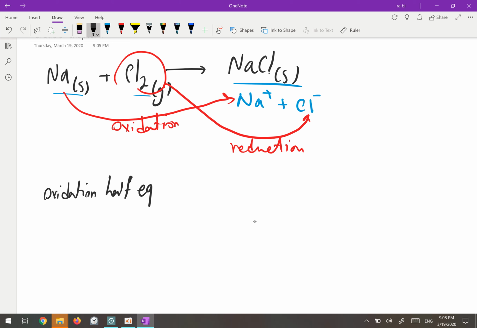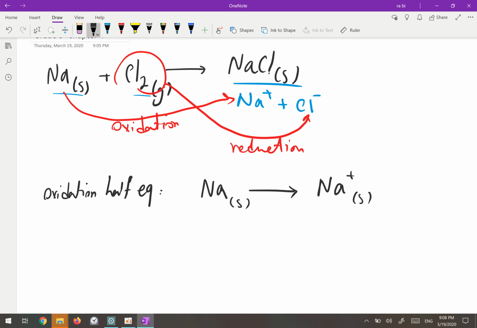I write just EQ. EQ means equation. So oxidation half equation, Na is converted to Na+. For now I don't write the state symbol here. It's not necessary, but you can write it if you like.